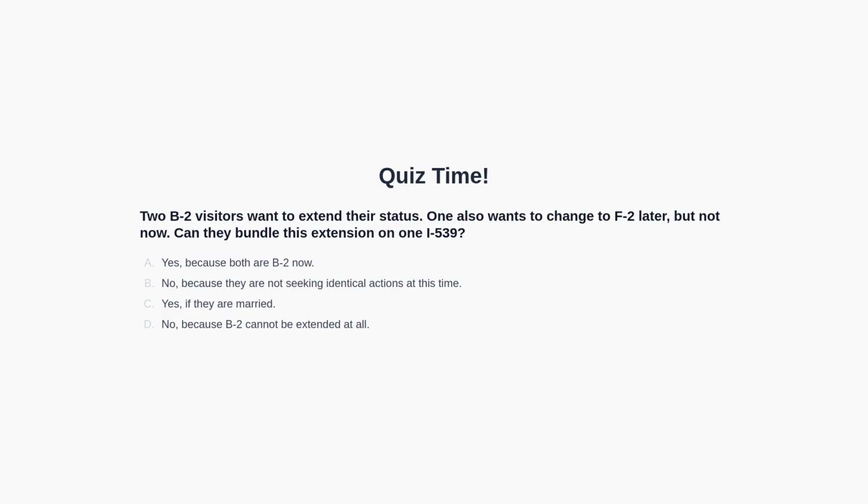Two B2 visitors want to extend status. One of them plans to change to F2 later, but not now. Can they bundle their extension on one I-539? The options are: Option A, yes, because both are B2 now. Option B, no, because they are not seeking identical actions at this time.